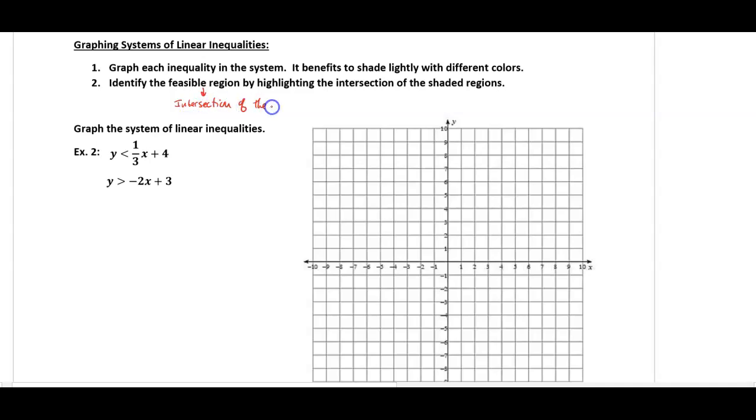of the shaded regions where all of the solutions exist. So we're going to identify the feasible region by highlighting the intersection of all the shaded regions. We're going to start with an easy example first.